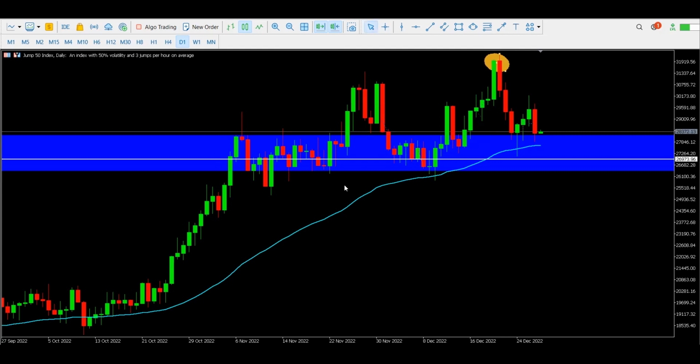Signifying what? That the daily time frame is clearly bullish. With this being the previous swing low, the previous higher low. So as long as price stays above this low right here, we are still very much bullish from the daily time frame perspective.